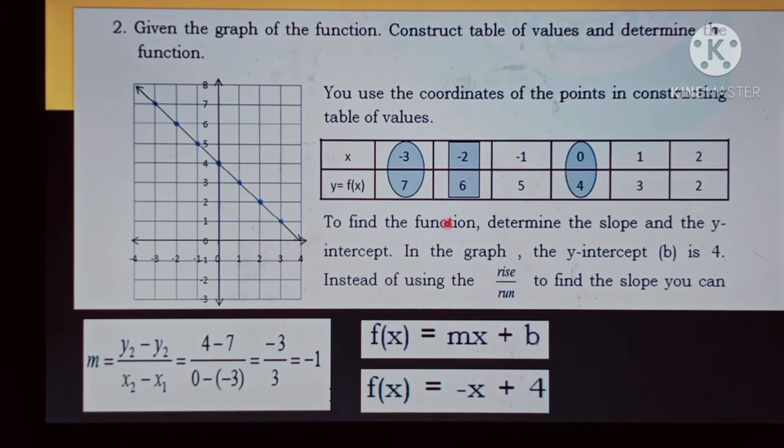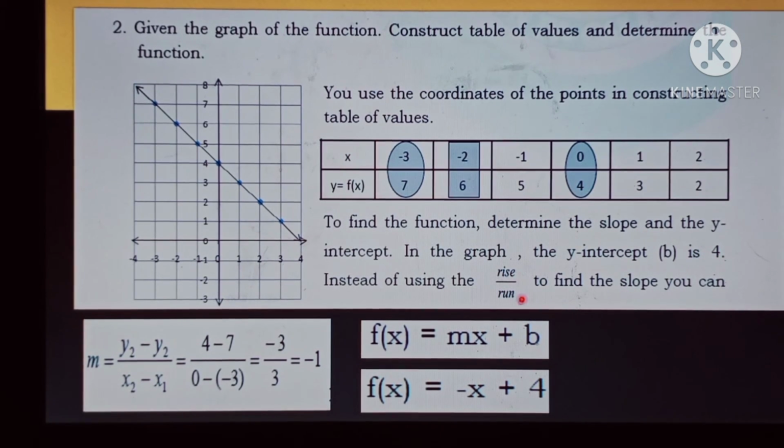So, to find the function, determine the slope and the y-intercept. So, yung function notation tinatawag dito, the equation, no? In the graph, the y-intercept b is 4. So, sa graph, makikita natin na the y-intercept is 4. So, we don't need to solve it kasi nga, by graph and by table, it's clearly shown na 4 ang y-intercept. So, may 4 ka na, positive 4.